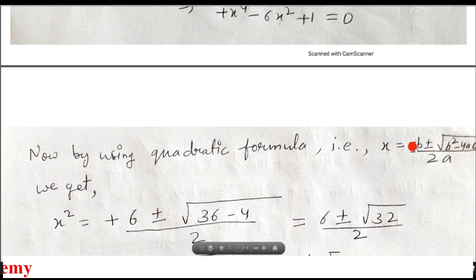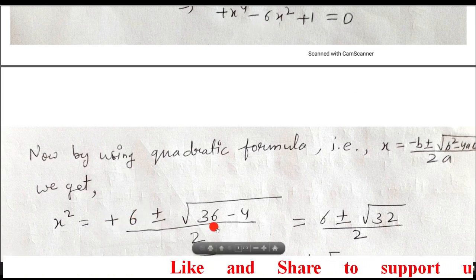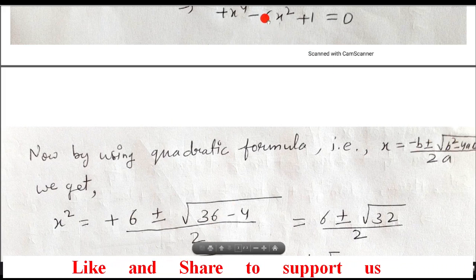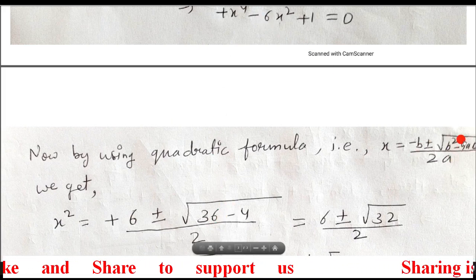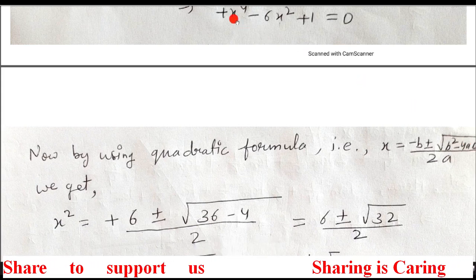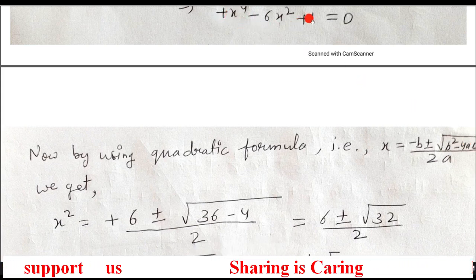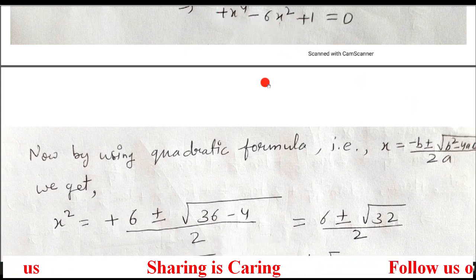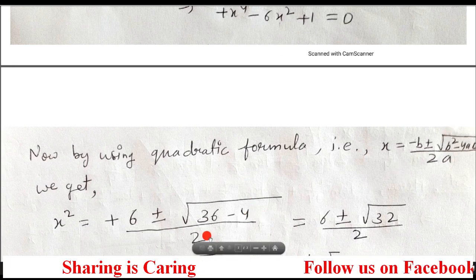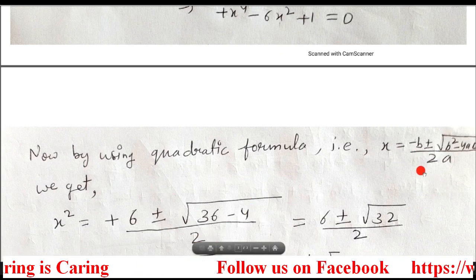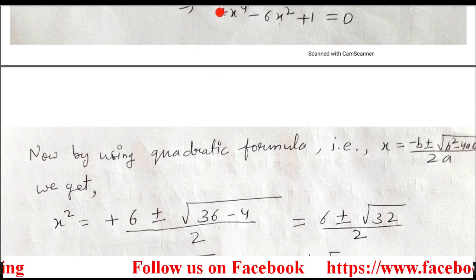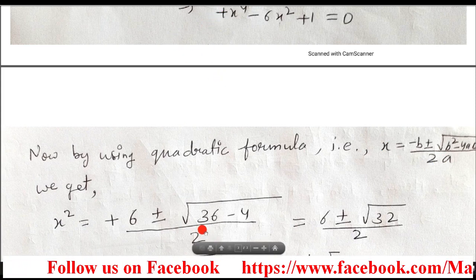So here what we have, minus b, and what is b for us? Minus 6. So minus and minus will multiply and become plus 6. Then plus minus root b square means 6 square will give you 36. Then 4 into a into c. So 4 into a is 1, c is also 1. So 4 into 1 is 4. So I hope this formula is clear to you. And down we have 2a, and what is a here? 1. So 2 into 1 is 2.